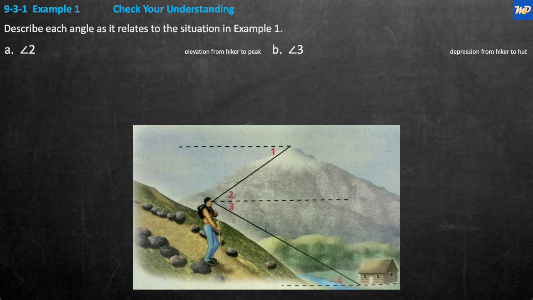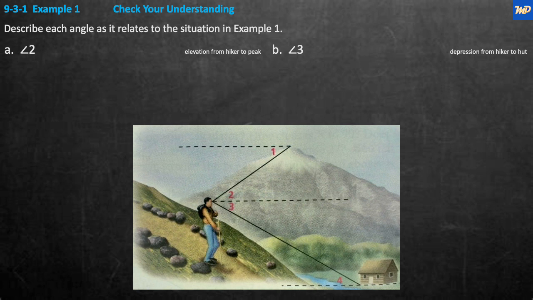Describe that. Well, I would say that angle 2 is from the hiker's point of view. The hiker is viewing the peak of that mountain in the distance. That's an angle of elevation because he's looking above his horizon line, which is eye level, up to the peak. So angle 2 is the formation of that elevation, that angle from horizontal, then drawn up toward the peak.